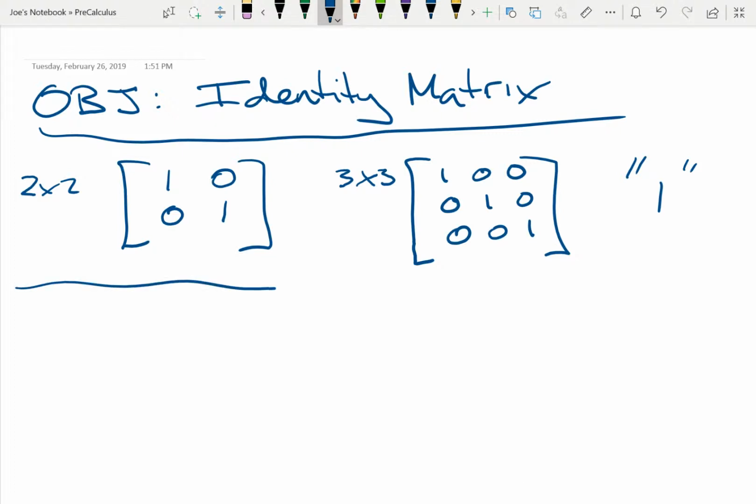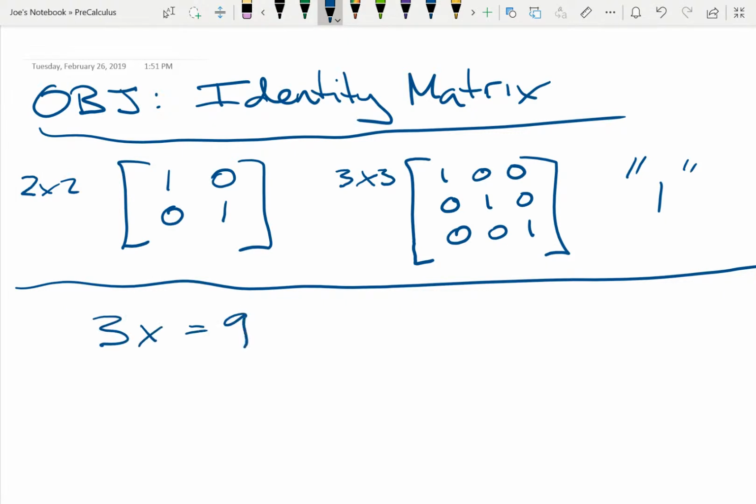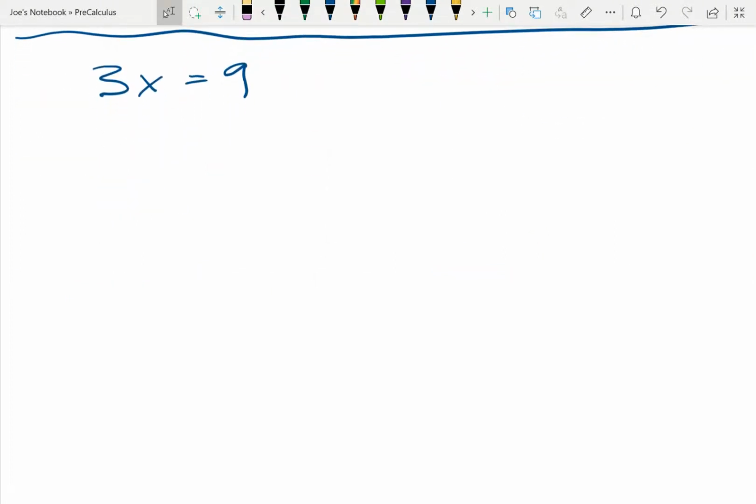So why are we going to do it? Let's think about it in the real number system. Let's just say we had an equation, 3x is equal to 9. This is just me relating prior knowledge to what you do, right? Everyone knows we multiply both sides of that equation through by what number? 1/3. So we would multiply both sides of this equation through by 1/3.